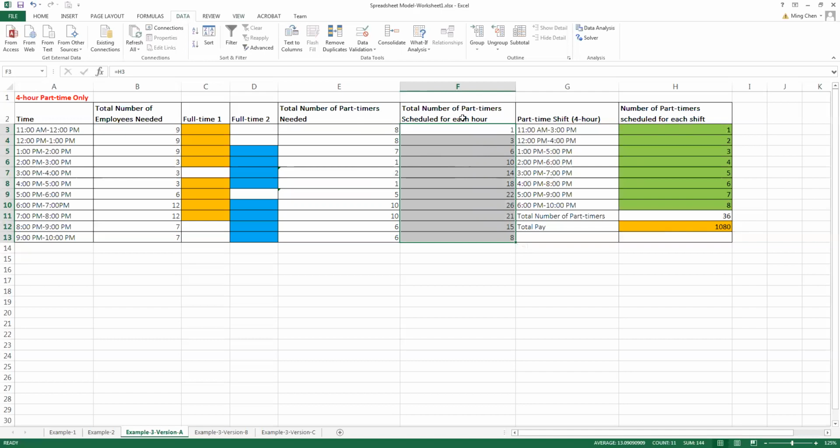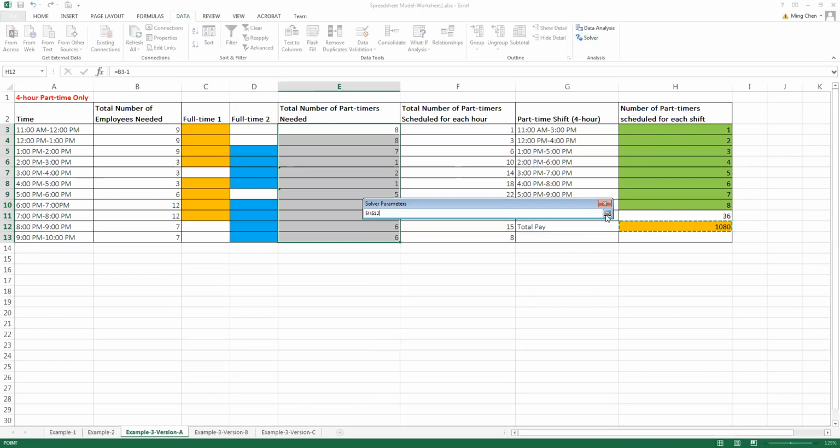In other words, column F has to be greater than or equal to column E. So these numbers have to be at least the same as column E. That means requirement. That's called constraint. So you have to have enough people scheduled to meet this requirement. So that is a constraint. Now let's go to Solver.